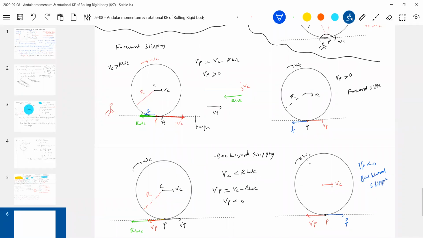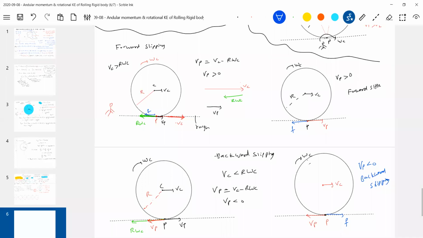Where do we see this slipping? Suppose when rain comes and the road is almost smooth, if you put brakes, then the wheel will have more translational motion than rotational motion. That is forward slipping. Where do we see the other one? Suppose you take a two-wheeler and move on muddy village roads in the rainy season. Then the wheel will rotate more than it moves forward. That is backward slipping.